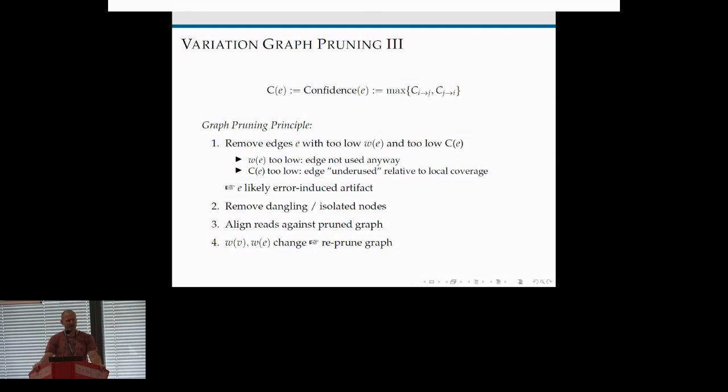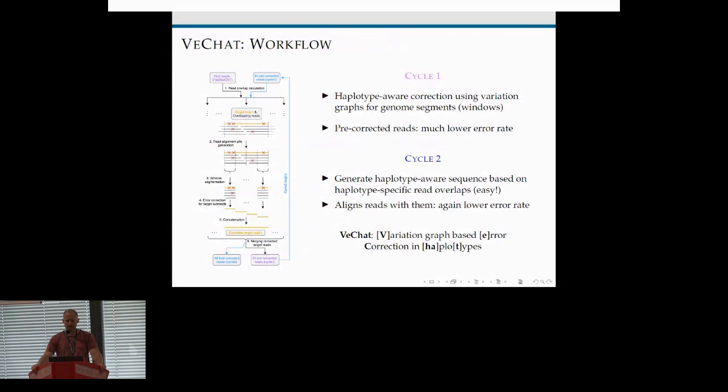So we remove those edges, and then we have possibly a couple of nodes that are now dangling or completely isolated. We remove those as well. And then we have pruned the graph, and we realign the reads against that pruned graph. And then we have other expected amounts of reads, the W of E and the W of V change after realigning the reads. Okay, so this is the workflow.